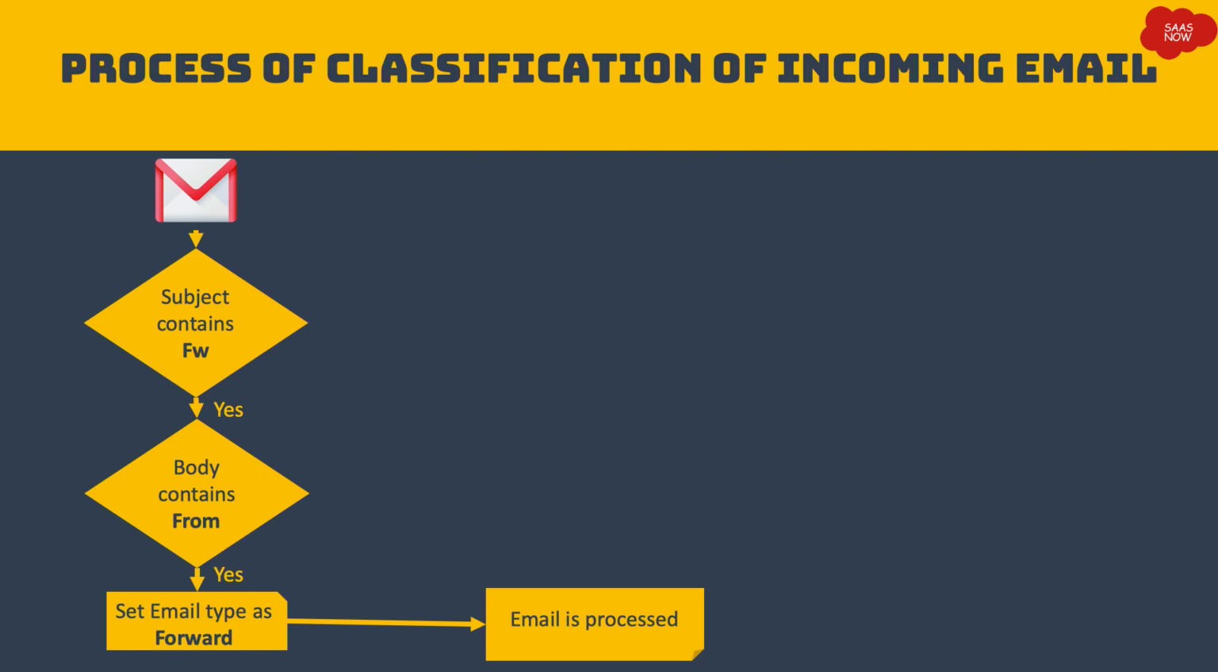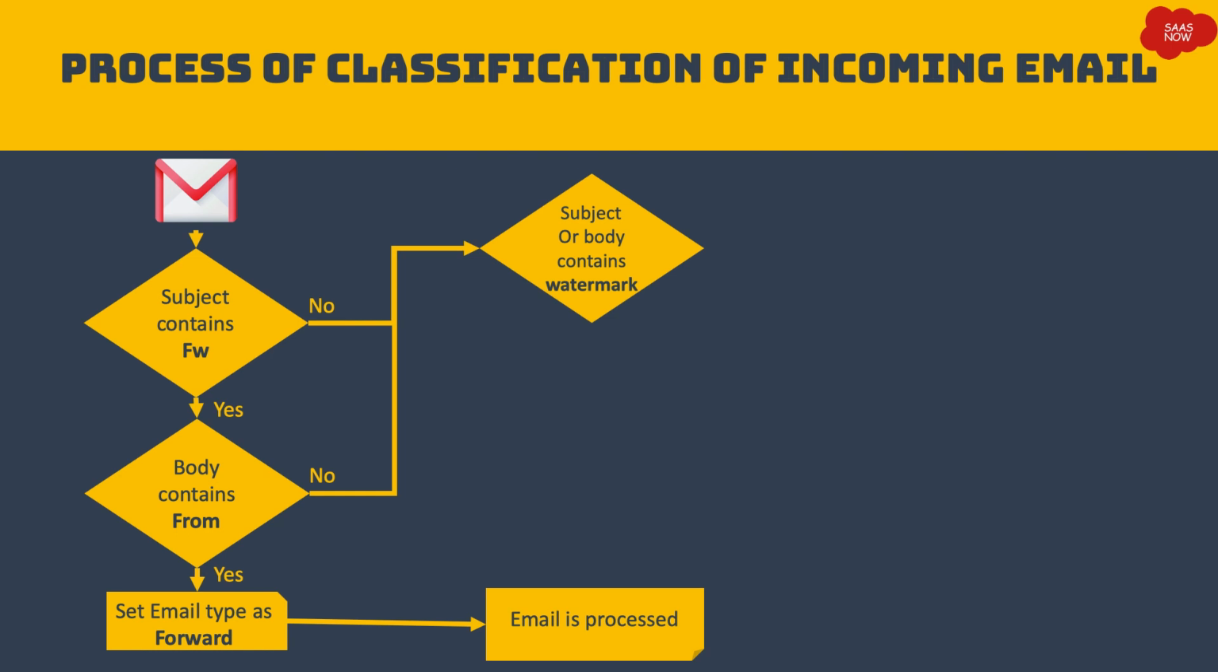Now, let's say the answer is no, that means the FW word is not there in the subject, and even the "from" is not there in the body. Both the answers are no. Now, what exactly will happen? Then the system will check if the subject or body contains a watermark. If the answer is yes, then the type of email will be set to reply, and then the email is processed.